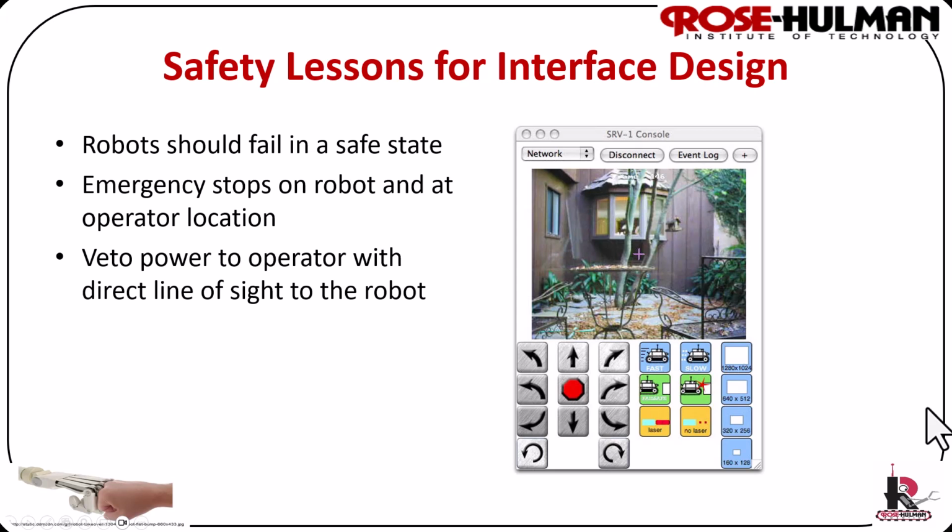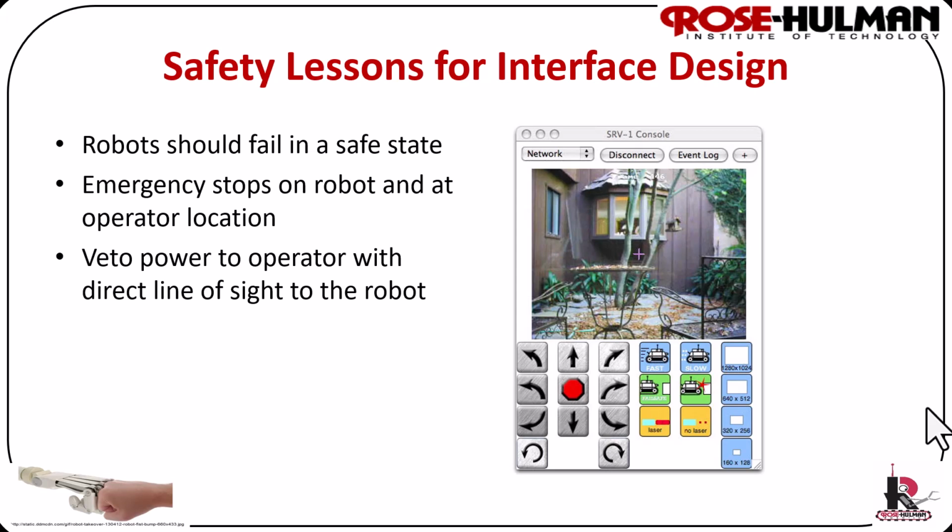So, safety lessons for interface and design, including how do you make a robot that fails in a safe state? Most importantly, when you have a robot that is driving in the wild, you want to make sure that if it's about to fail, it doesn't fail in a place that either endangers people or maybe even destroys the robot. Make sure you have an emergency stop on the robot and at the operator location. You may want to also have a software shutdown in addition to a physical hard stop.